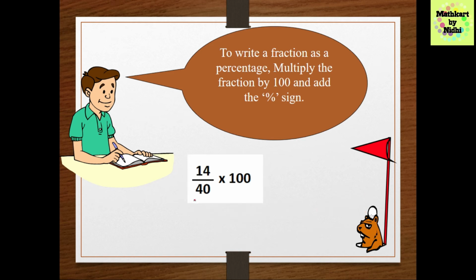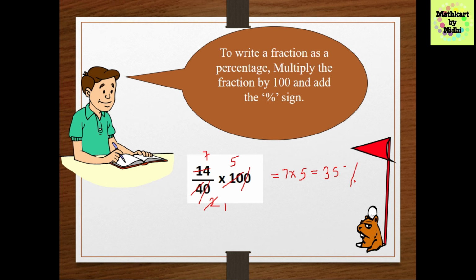It is 14 upon 40 and I am multiplying it by 100. So I can do like this. 10 can be cancelled by this. 2 2s are, 2 5s are. Here also 2 1s are and 2 7s are. So we are left with nothing in the denominator. We are left with 7 and 5 in the numerator part. So it will be 7 multiplied by 5 is equal to 35. So the answer is 35%. Okay, it is 35%.